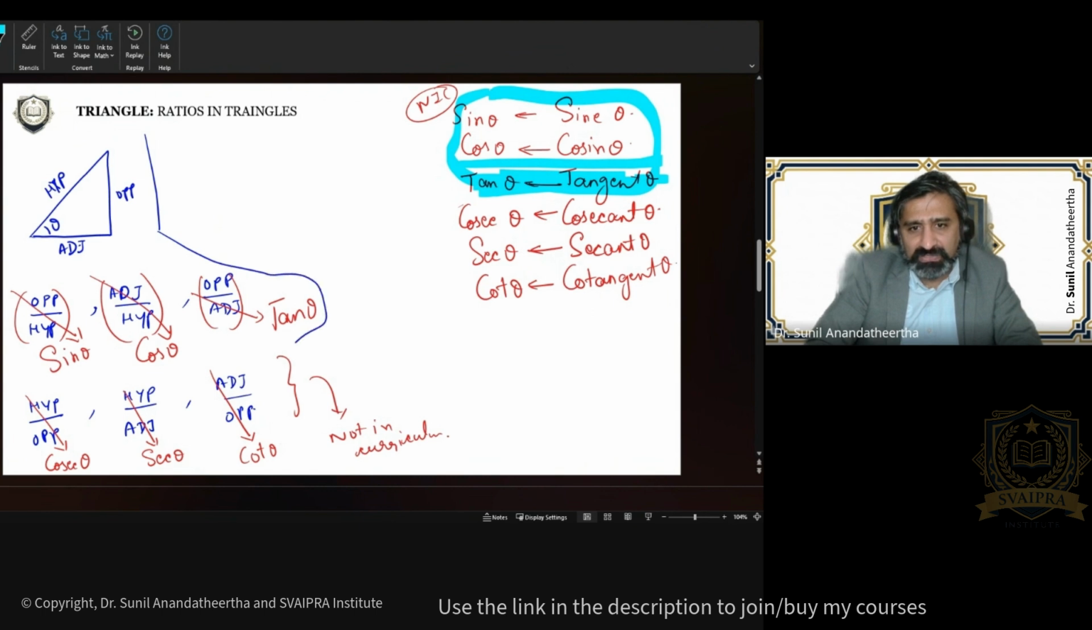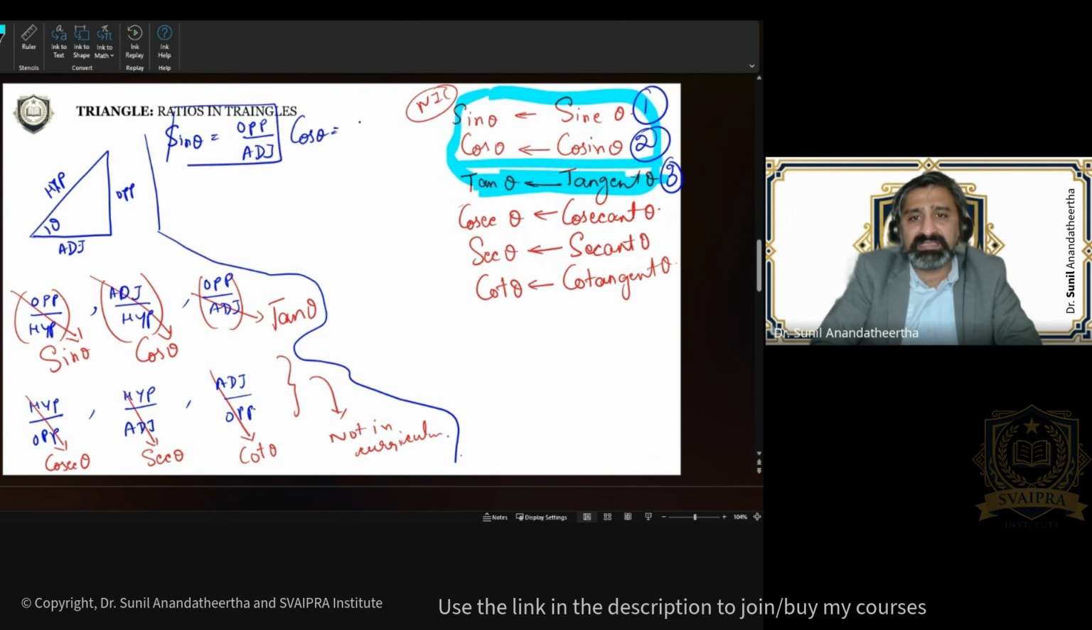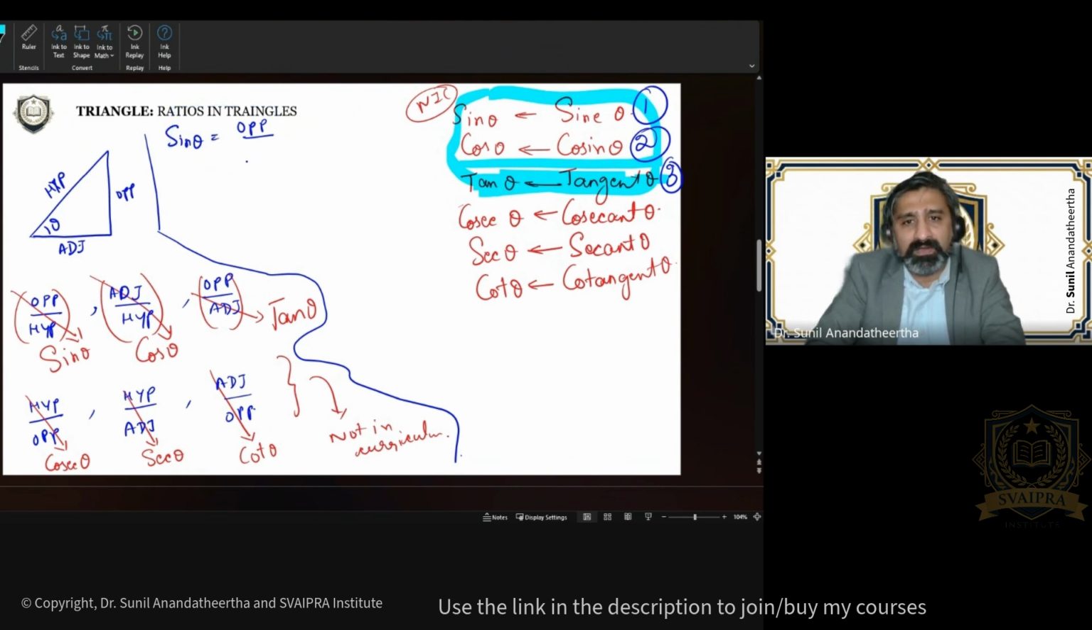Now, given these three ratios, if I call them ratio 1, ratio 2, and ratio 3, sine theta is opposite divided by hypotenuse. So that's your first important ratio that I have. And cos theta is then going to be, did I make a mistake? This is hypotenuse.